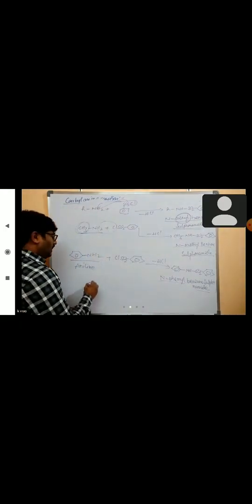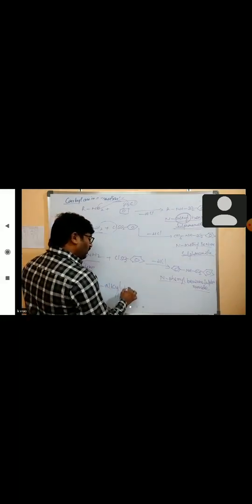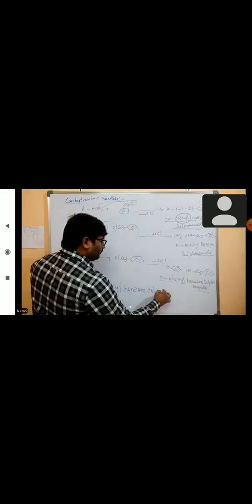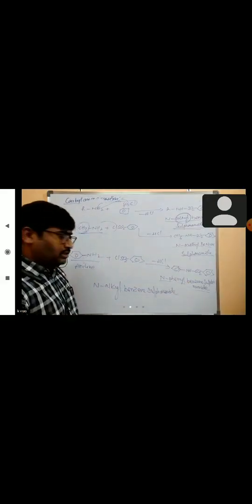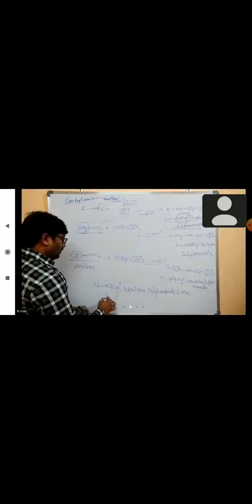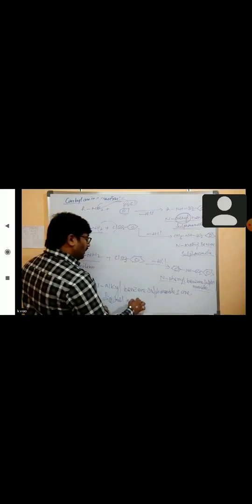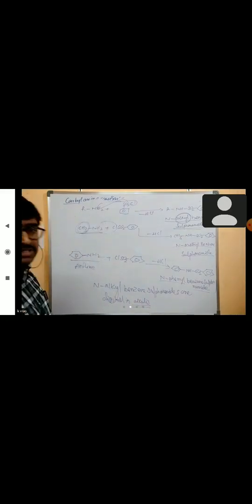The conclusion is N-alkyl benzene sulfonamides dissolve in strong bases, dissolve in alkalis. Alkalis are nothing but the strong bases of first group and second group metals.